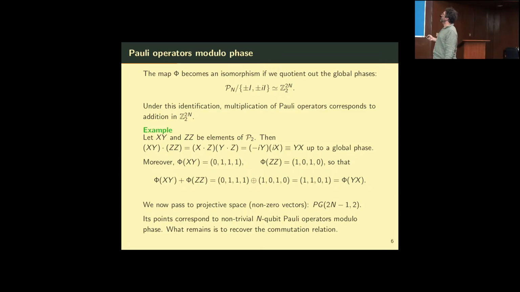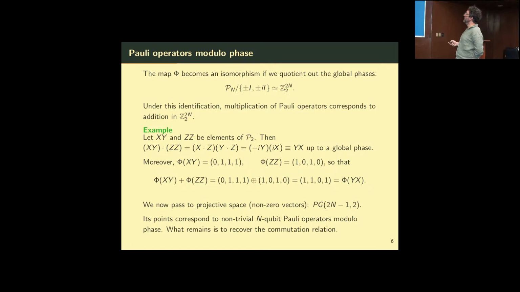What can we do with that? Well, in fact, if we mod out by the phase, we get an isomorphism, and you can map any Pauli operator up to a phase to a vector in Z2 to the power of 2n. So here's an example with 2-qubit operators. Remember, when there is no product sign, it's a tensor product. So XY and ZZ live in P2, the space of 2-qubit Pauli operators. If I do the matrix product of these two guys, X and Z, Y and Z, following the rules I introduced before, it's minus i Y, i X, and up to a phase, this is just Y tensor product with X.